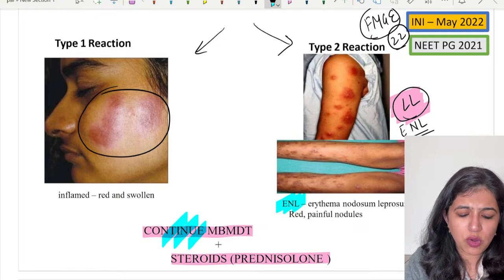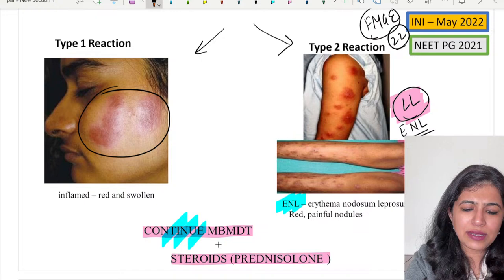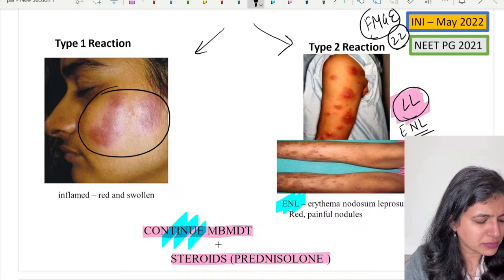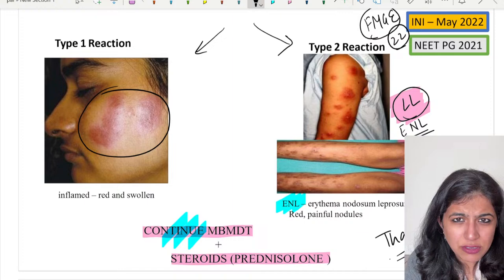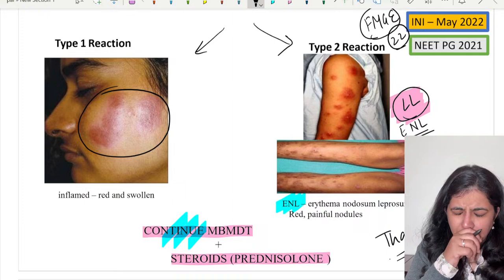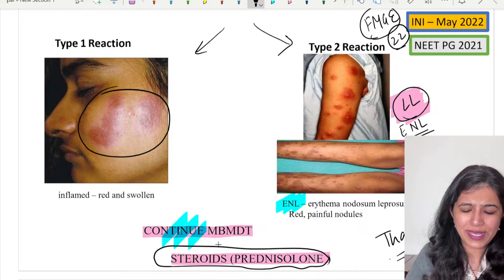Now, there is one more drug which we can give in type 2 reaction. What is that? Can you tell me there is one more drug which can be given in type 2 reaction? Thalidomide. So, there is another drug which can be given here, that is thalidomide. Thalidomide has a very important side effect of teratogenicity. It can cause phocomelia. So it is a spare drug. It is not the treatment of choice. Treatment of choice are always steroids.